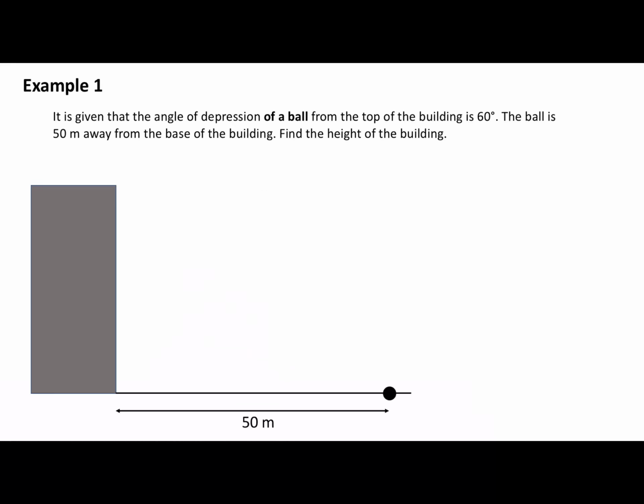Now be careful here. Who is looking at who? Okay, try to remember, how do we identify who is looking and who is being looked at? Okay, the angle of depression of something, that something is the object being looked at. Angle of depression from something, that something is the object which is looking. So in this case, the top of the building is looking down at the ball.